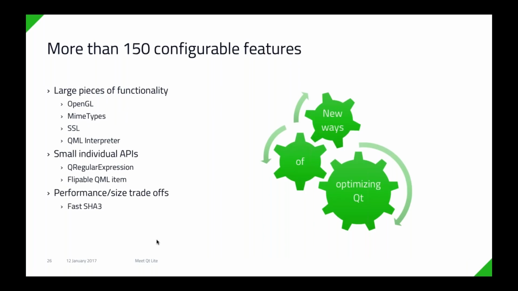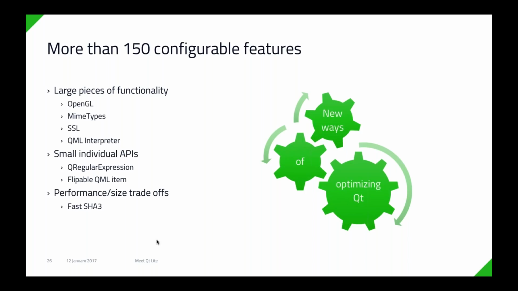Currently, we have more than 150 configurable features that you can use to tweak Qt. Some of them turn on and off very large pieces of functionality, like OpenGL support, MIME types, SSL support, or, for example, the interpreter mode for QML, which you don't need if you have the jitted mode or precompiled QML.